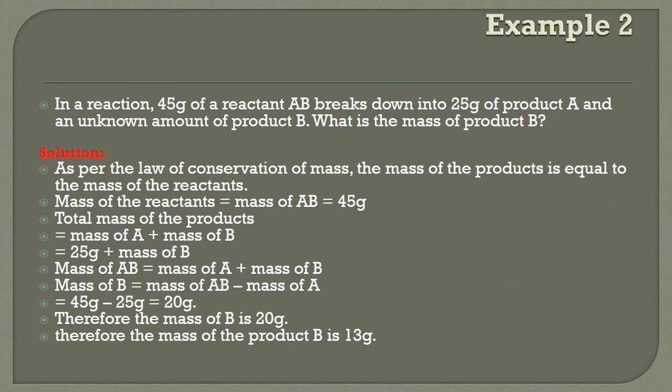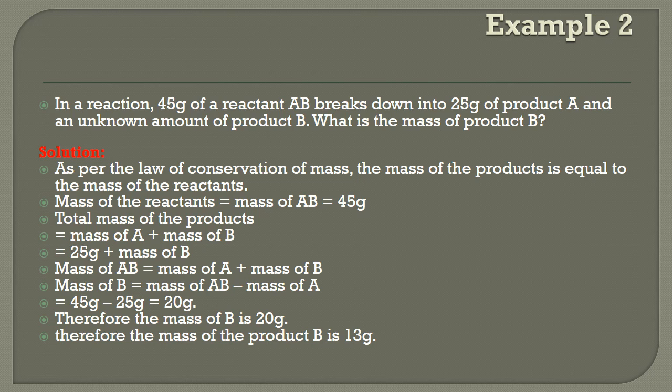Now, example number 2. In a reaction, 45 gram of a reactant AB breaks down into 25 gram of product A and an unknown amount of product B. Then what is the mass of the product B? Now, proceeding towards the solution.